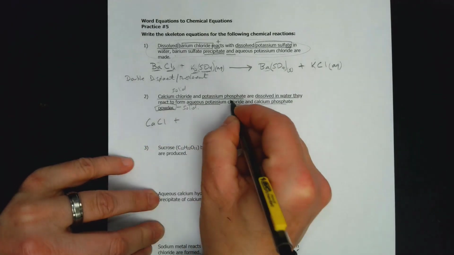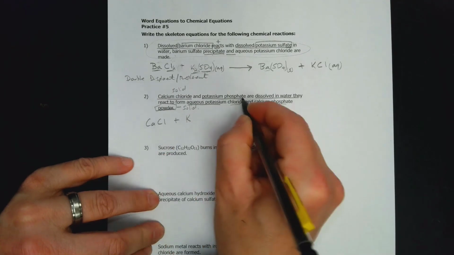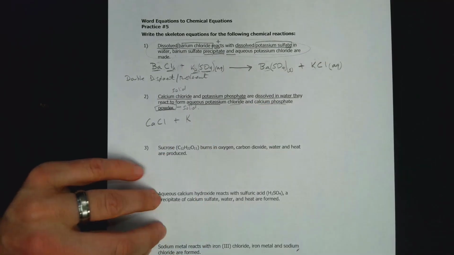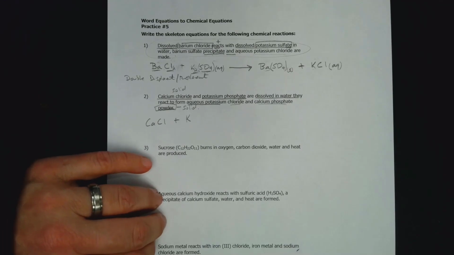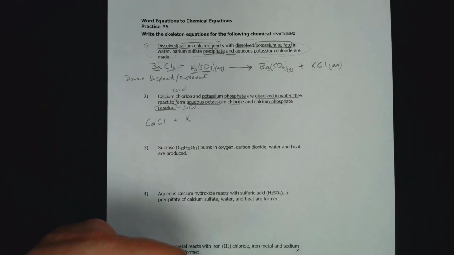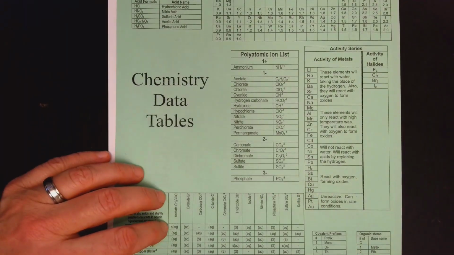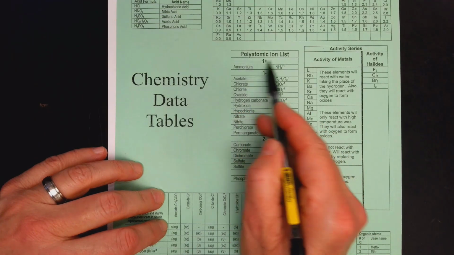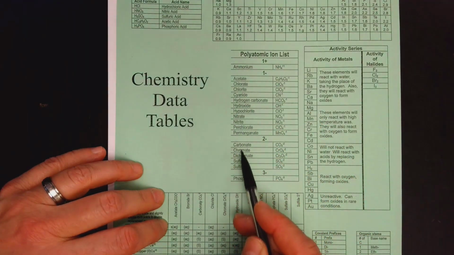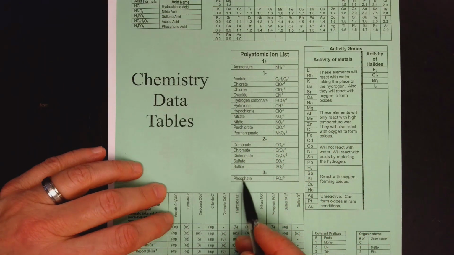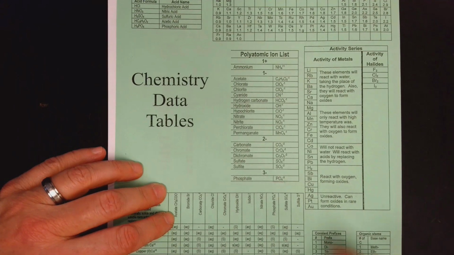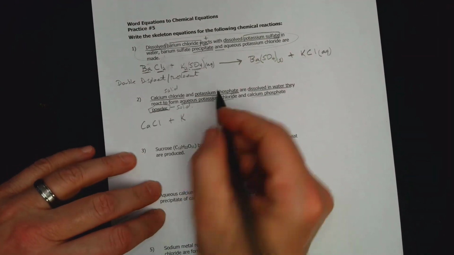CaCl plus potassium phosphate. Now there's that ATE suffix again, you guys, which means I'm going to go ahead and go to my periodic table. Here's my periodic table. I'm going to flip it over. Because it's an ATE suffix, I know I'm dealing with one of these polyatomic ions. I'm going to go down here because they are in kind of alphabetical order. And look, there's my phosphate right there. It's PO4.